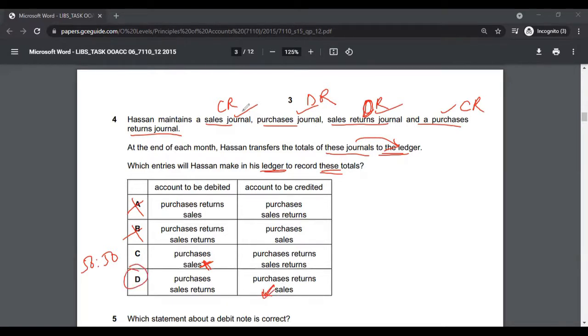So if you see, sales journal credit balance, purchase journal debit balance, sales return journal debit balance, and purchase return journal credit balance. So the answer to multiple choice 4 is option D.